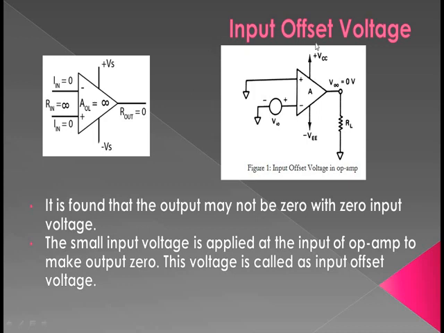Next is input offset voltage. Generally the output of an op-amp should be 0 for 0 input, but practically it is not always 0. So we apply a small amount of input voltage to make the output 0. That voltage is called the input offset voltage.